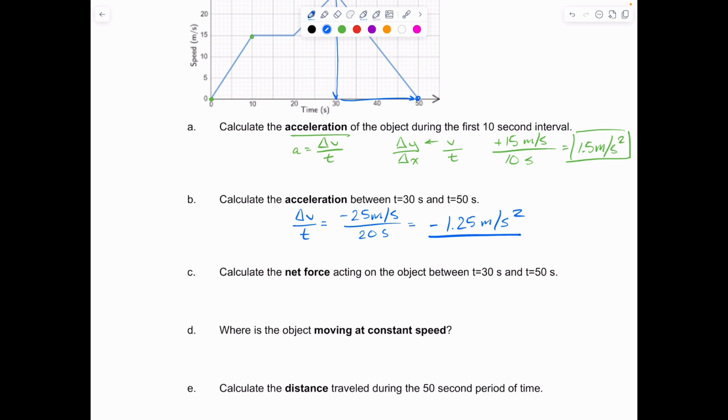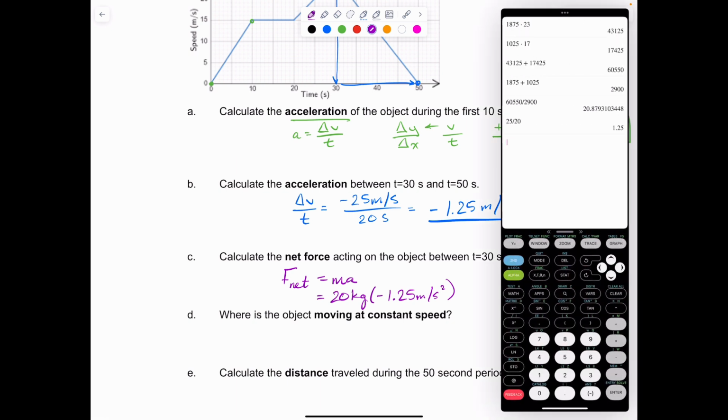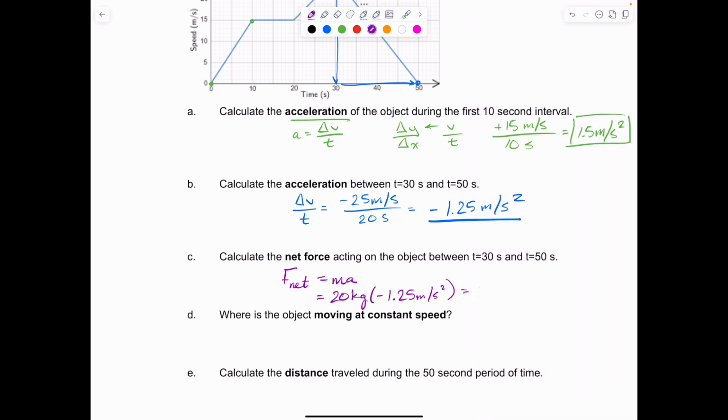All right, net force acting on the object during that same time interval is B. So net force, we're going to remember that force equals ma. And since they gave us the mass, right, this was a 20 kilogram object, and now we have our acceleration from the previous part, we take that answer, multiply it by 20, we get 25. So this is negative 25 newtons. And that negative just means that the force is in the opposite direction of the motion, right? Because if forward direction is positive, the force would be pointed in the opposite direction. And that's the reason why we're slowing down.